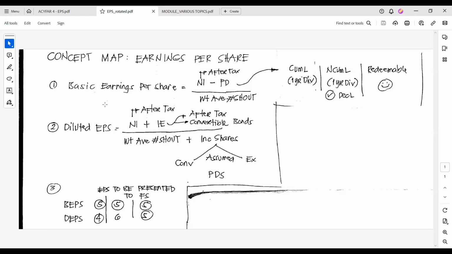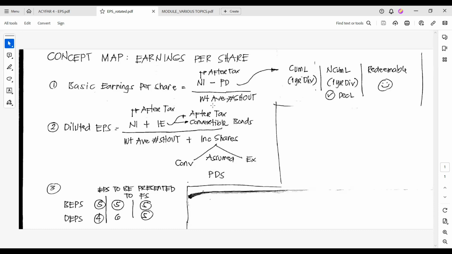And the formula for the diluted earnings per share would be net income, and this is also an after-tax item, plus interest expense. This interest expense should come from convertible bonds. Okay? Diyan lang magagaling yan. Hindi sa kahit anong panggagalingan ng interest expense. Loans, for example, meron niyang interest expense, pero hindi yun. That should come from the convertible bonds, and that should be an after-tax item.